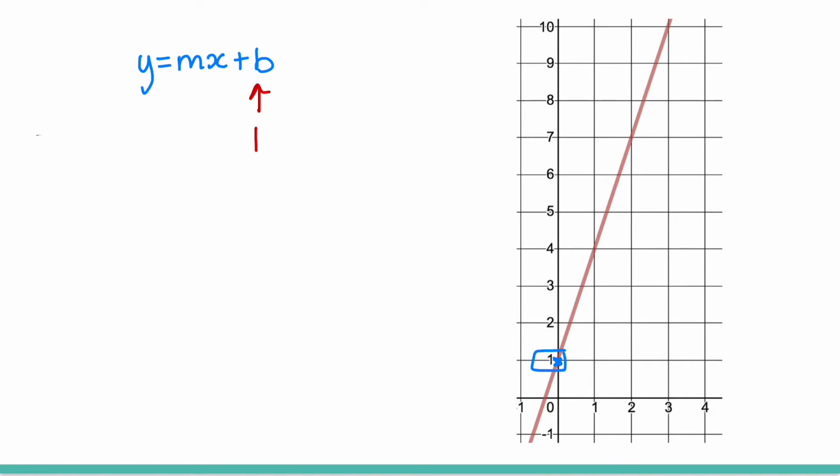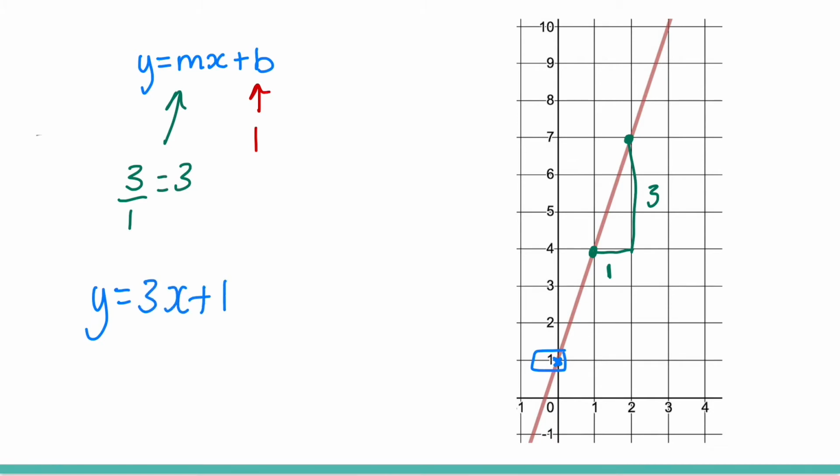Now I need to find the gradient. So pick any 2 points and find the rise and the run. The run there is 1, the rise is 3, and the gradient is rise over run, which is 3. So therefore my final answer is y is equal to 3x plus 1, and that would be the equation of my line.